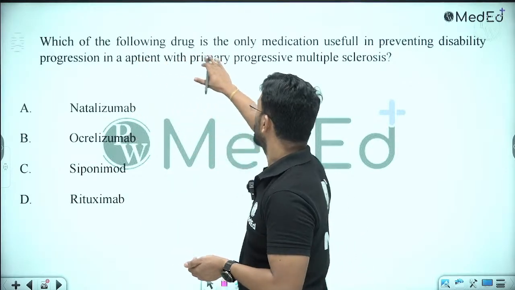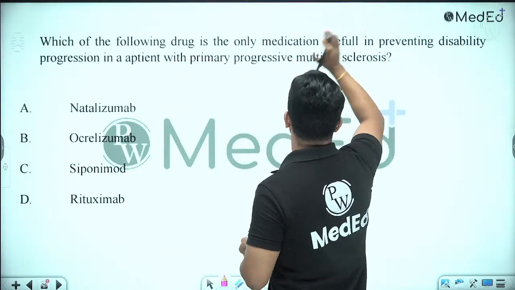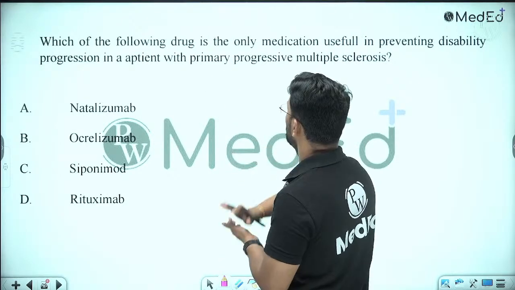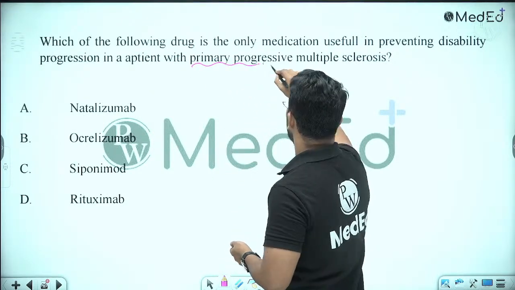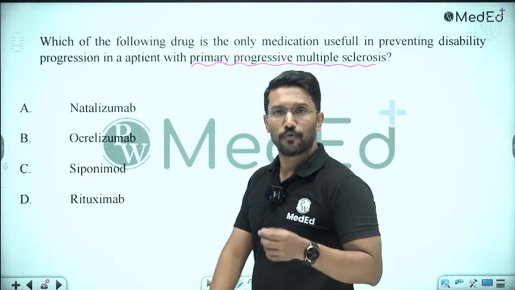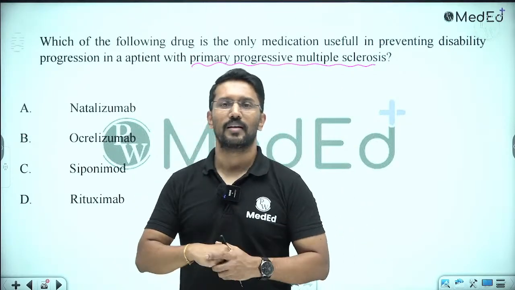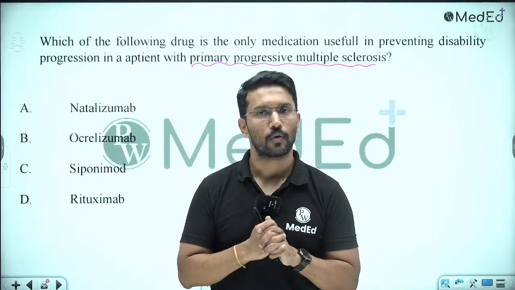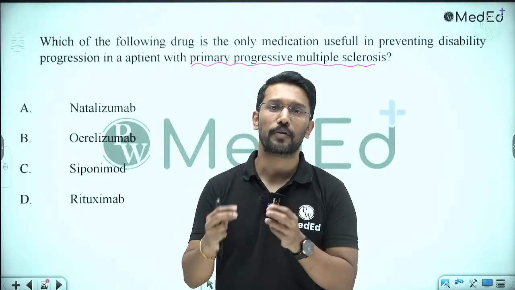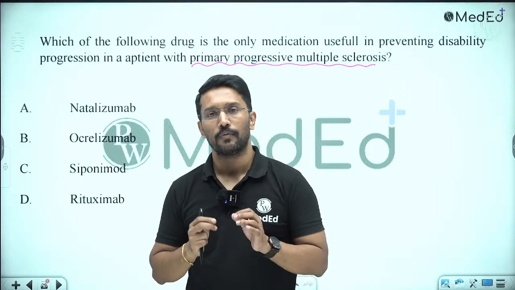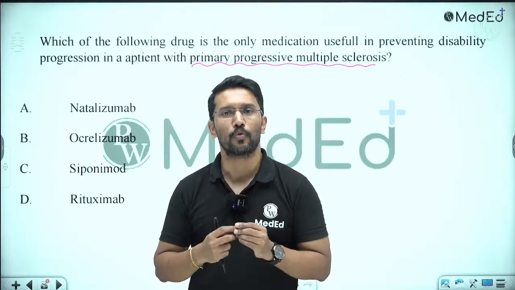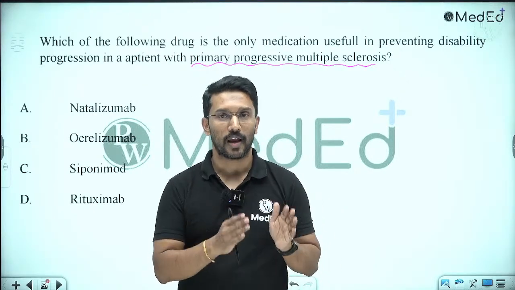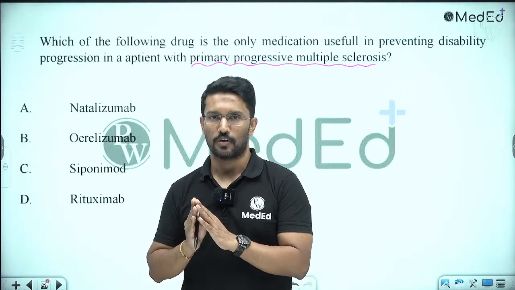Which of the following drugs is the only medication useful in preventing disability progression in a patient with primary progressive multiple sclerosis? Even for now, for those who are going to give the next INICET exam, I would consider this an extremely important question. The question can be rephrased as: which of the following is the first drug approved for the management of primary progressive multiple sclerosis?